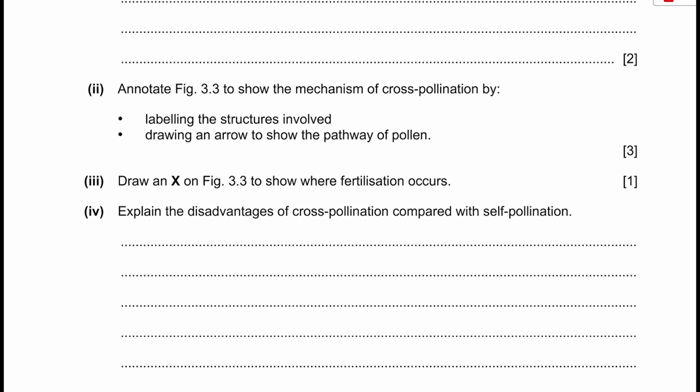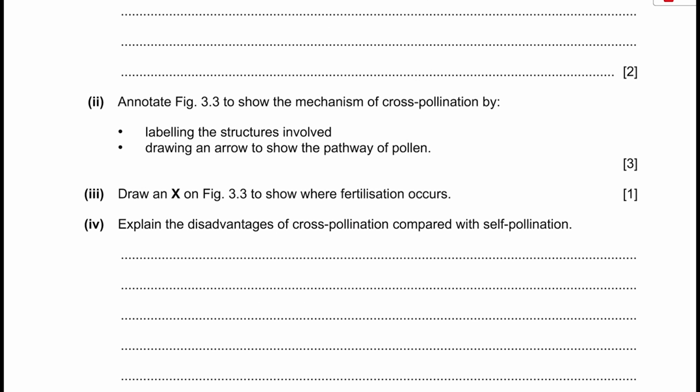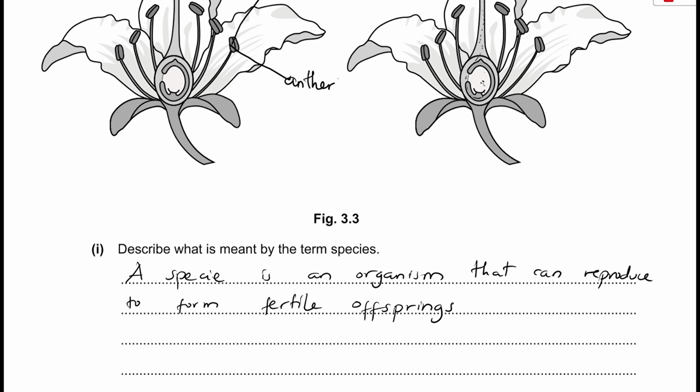Okay, draw an X on figure 3.3 to show where fertilization will occur. Now, fertilization will definitely occur inside the ovary of the flower. So here, inside the ovary is where fertilization will occur.